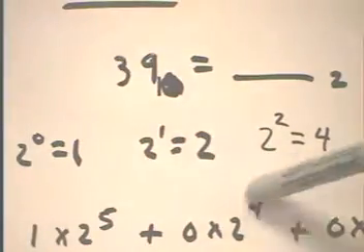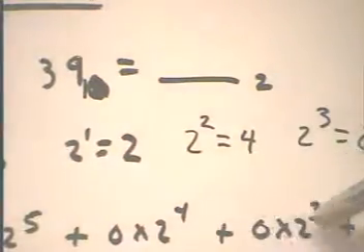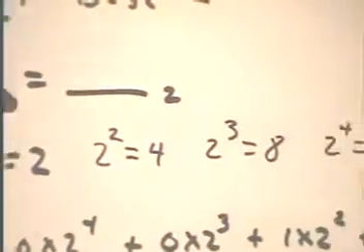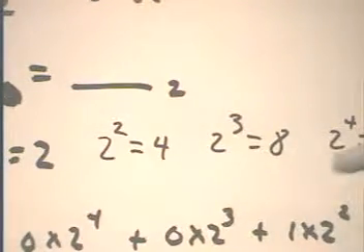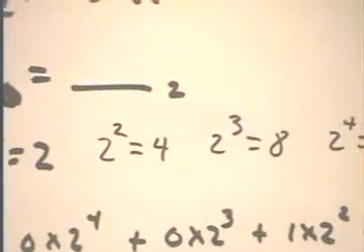2 to the 4th is 16. We don't need that to make up a 7. Nor do we need a 2 to the 3rd, which is 8, to make up 7. We do need a 2 to the 2nd. That's 4. So we add a 2 to the 2nd. Now we only need 3 more to make up our 39.